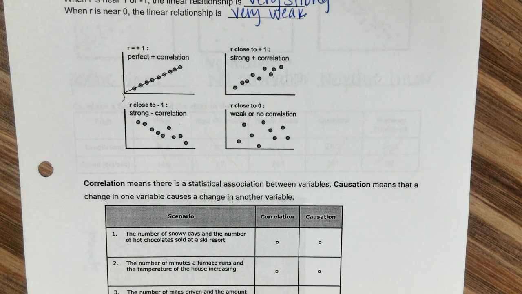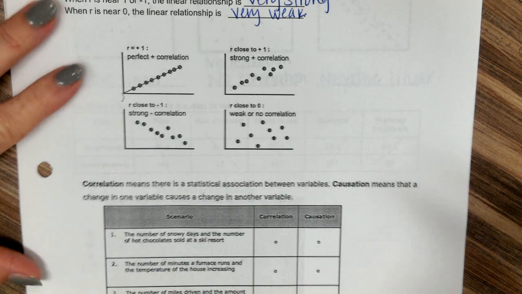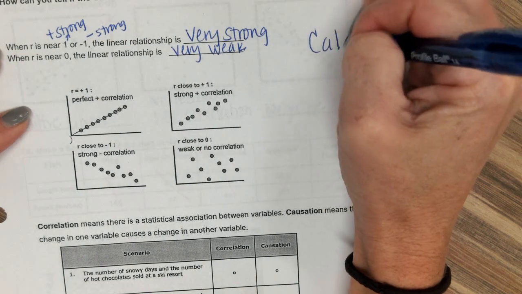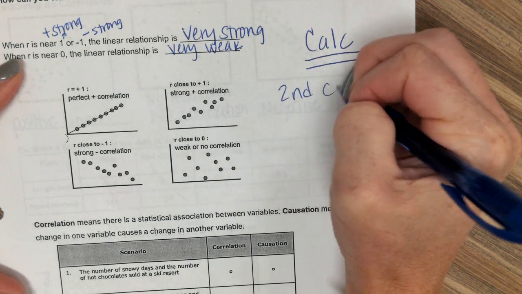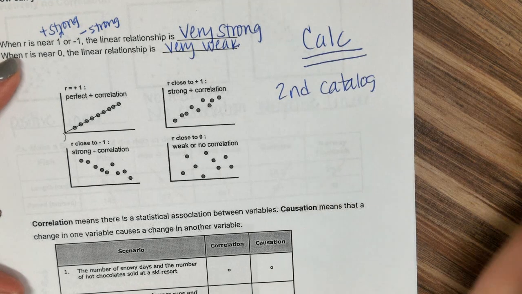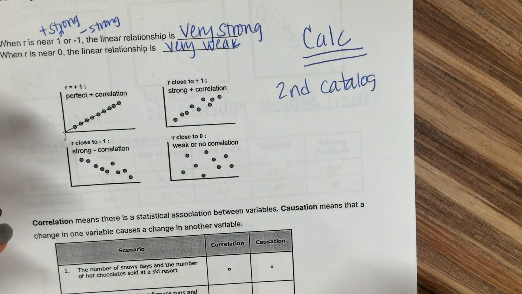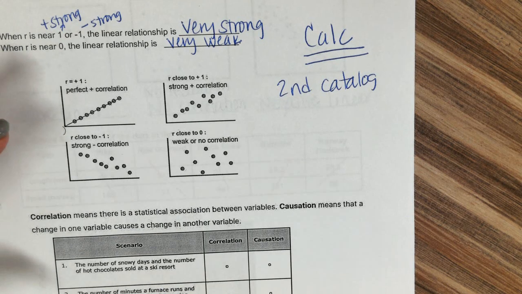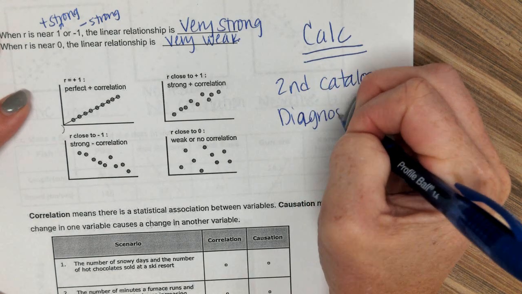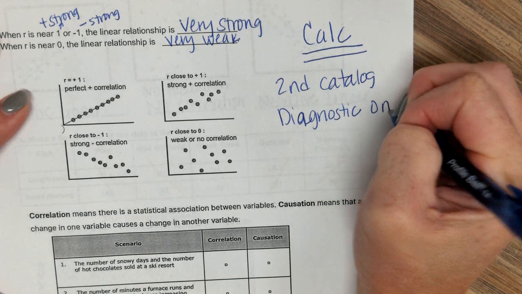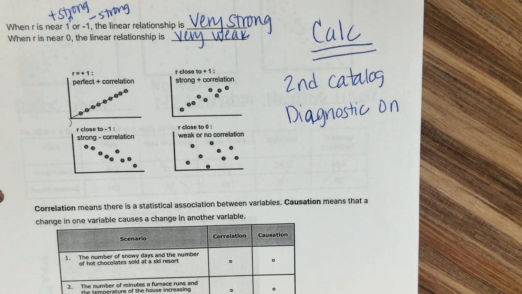Now, how do you turn the R on in your calculator? To turn it on in your calculator, write this down. You go to second catalog, which is second 0. And then you scroll down, and yes, you actually have to scroll down till you see diagnostics on. And then you're just going to turn them on by hitting enter. So let's try that together once you're ready.